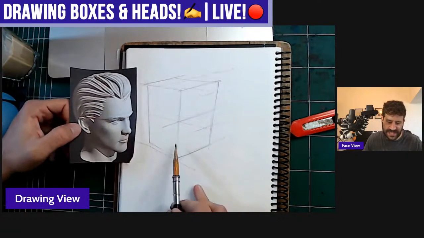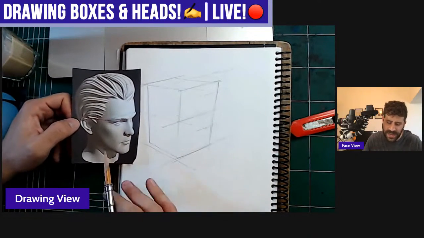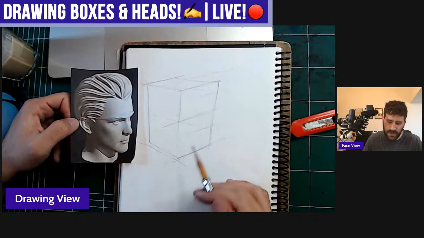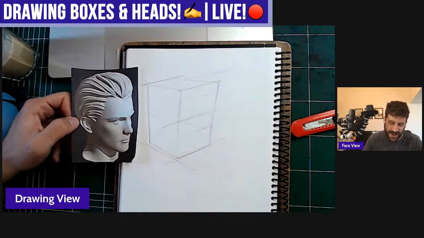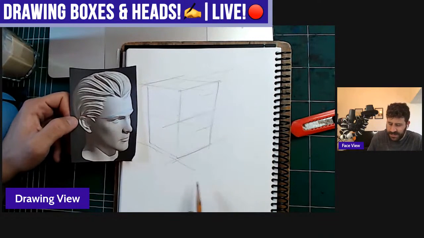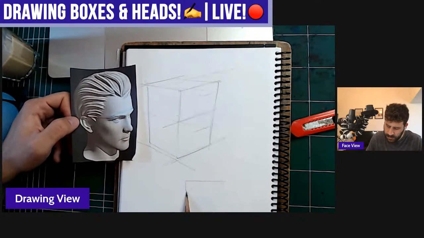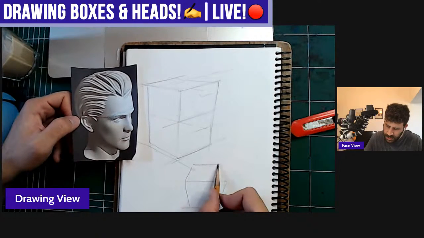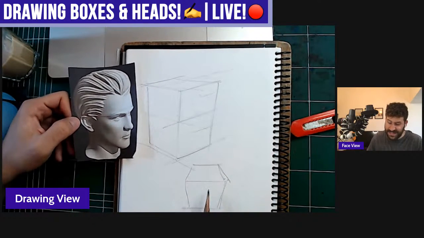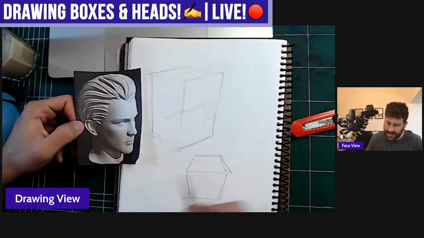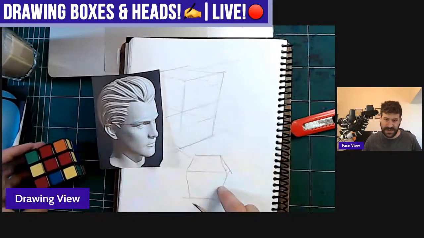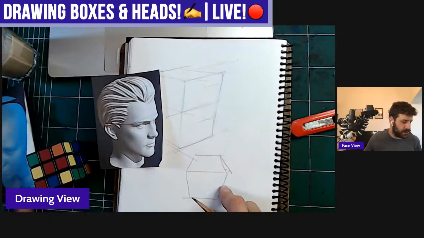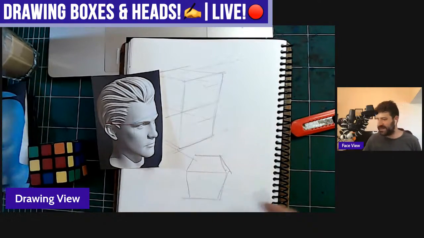Let me know if this at least makes sense. I'm not expecting you to be able to do what I just did, but let me know if you understand that this is a cube representation of the angle of the face, right? Because let me draw another cube. If I draw this cube, we're looking at it kind of from the front. You at least understand that this is not the same thing as this, right? This is a cube that we're looking at from this kind of an angle. So there's a difference there. I want you to at least understand that that's not the same.